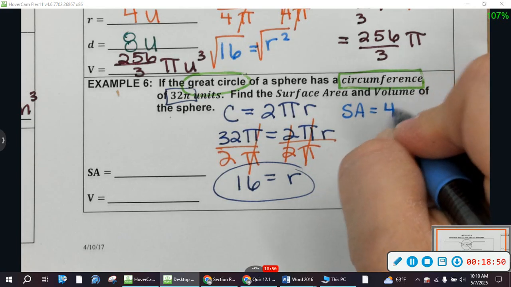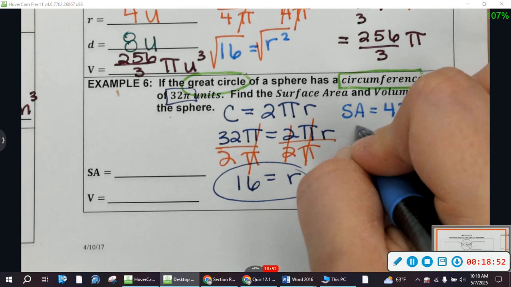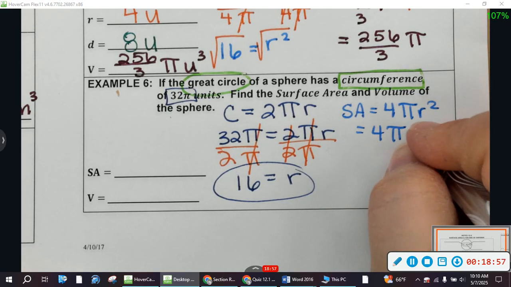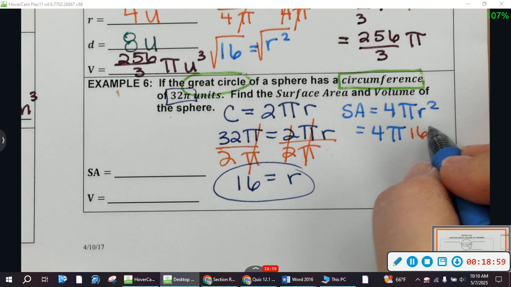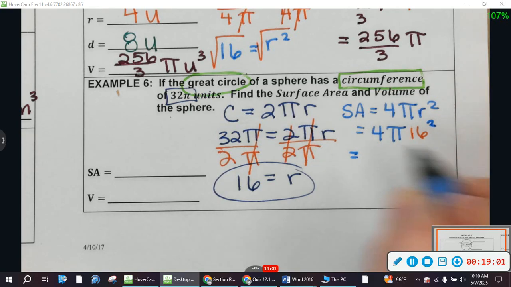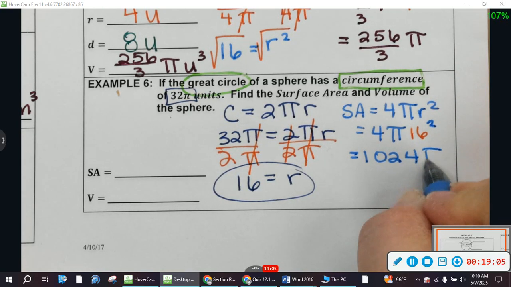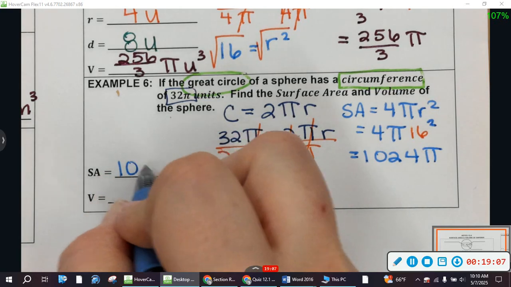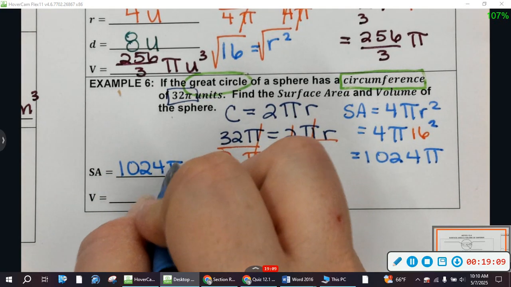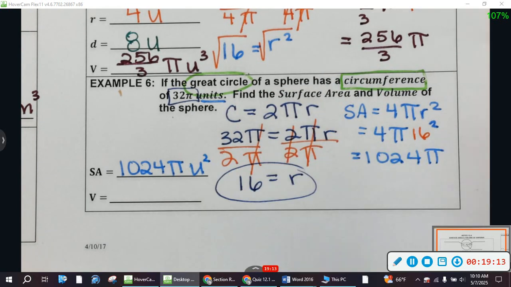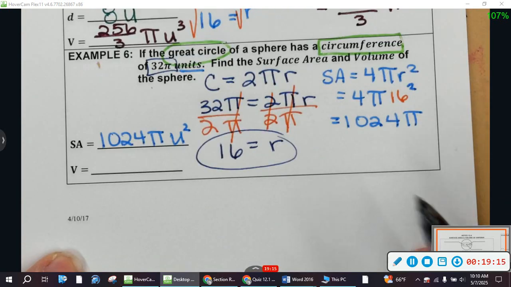Surface area is 4 pi r squared. Radius is 16. Calculator does the heavy lifting. 1024, 1024 pi. And U for units squared.